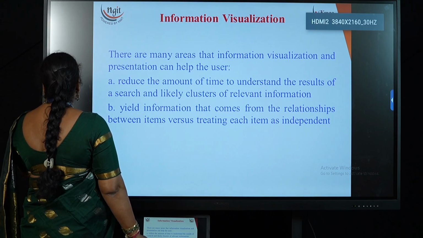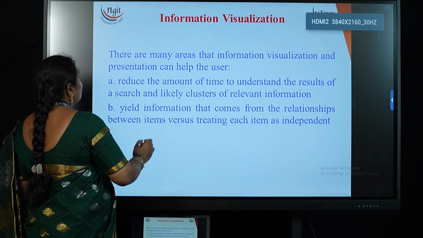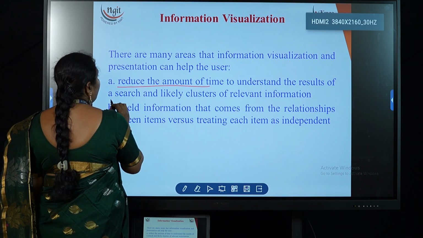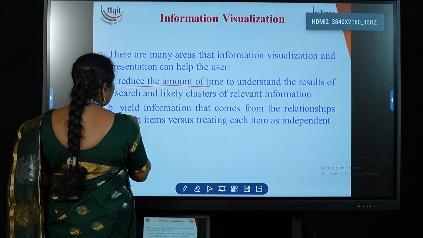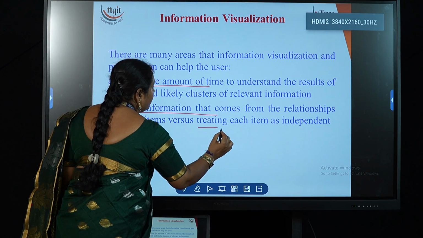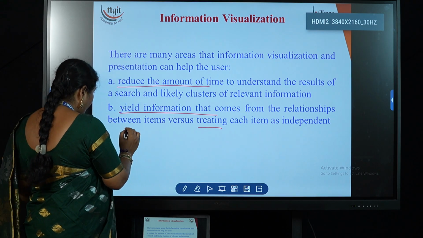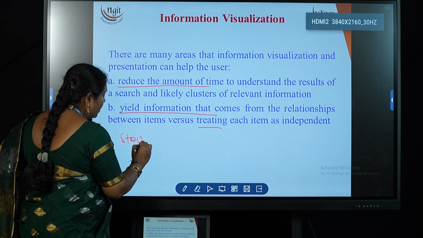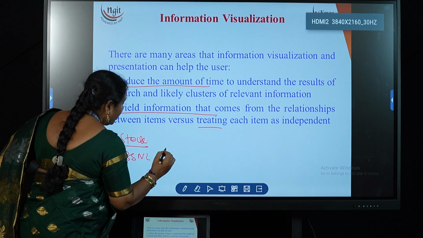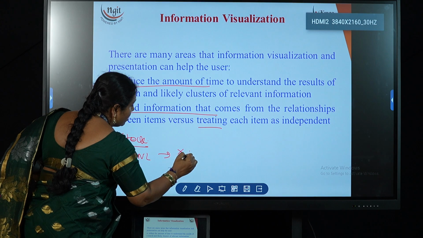Now there are many areas where we are going to use this information. First one is to reduce the amount of time to understand the result and search the cluster. Second one is to yield information that comes from the relationship between items, instead of treating them as independent. For example, if I'm searching the stock market, I want to check which one is high, BSNL, I don't know, one other, you can take any, some XYZ.